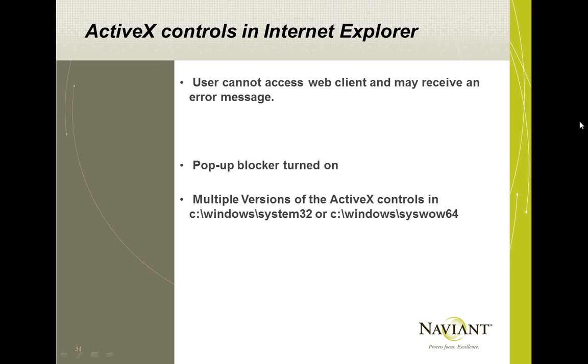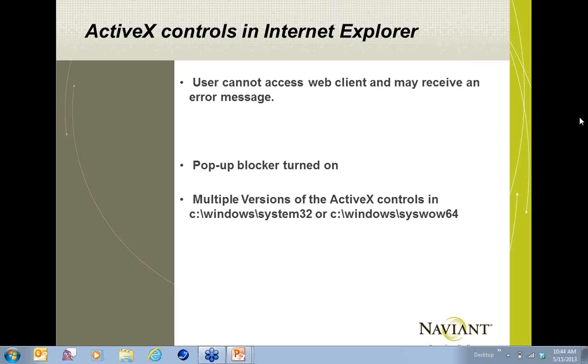The hardest part about multiple versions of your ActiveX controls is that sometimes when you log into your web page, it'll load the new version. Sometimes it won't. It depends on your user rights. It depends on the phase of the moon, how Windows is feeling that day. The hardest part is knowing that this is the problem, that you've got multiple versions in there. The easiest way to fix it, just go into that System32 or SysWOW64 folder and clear them out, run the web client again. It'll download the correct versions.